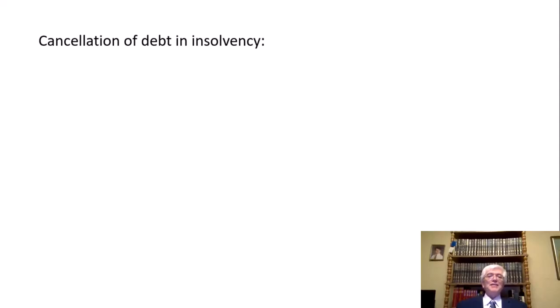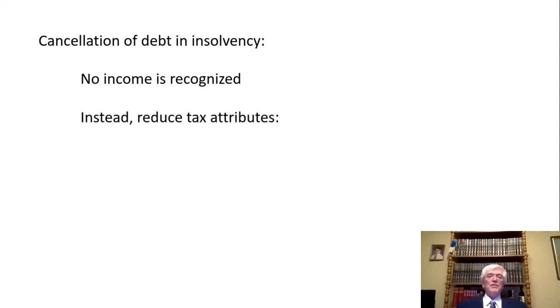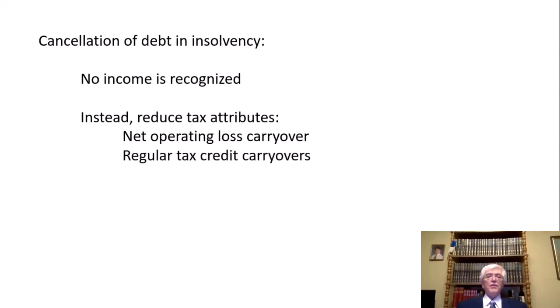Topic of cancellation of debt and insolvency. This is not 100% related to the Type G reorganization because sometimes you can deal with an insolvency without doing a Type G. There's other ways that you can deal with insolvency. But if you do have cancellation of debt in insolvency, in a Type G or otherwise, then these are the rules. No income is recognized because of the cancellation of debt. Instead, reduce tax attributes, starting with any net operating loss carryover. Then we'll go to regular tax credit carryovers, then capital loss carryovers, and finally, once you've run out of carryovers, the basis of assets will be reduced.